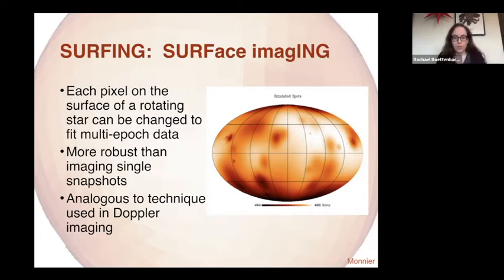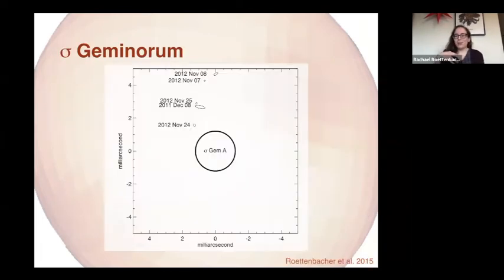So this was really taking it to the next step of putting it all on the surface of the star. And so I'm going to take you back to my good friend Sigma Gem. This was one of the stars that I really wanted to image because it had these spots, and the Doppler imaging had always shown these big, nice spots. But the cool thing about interferometry is that you seem to always be able to find something you weren't looking for in your data. And so we actually were able to detect the companion in the data.